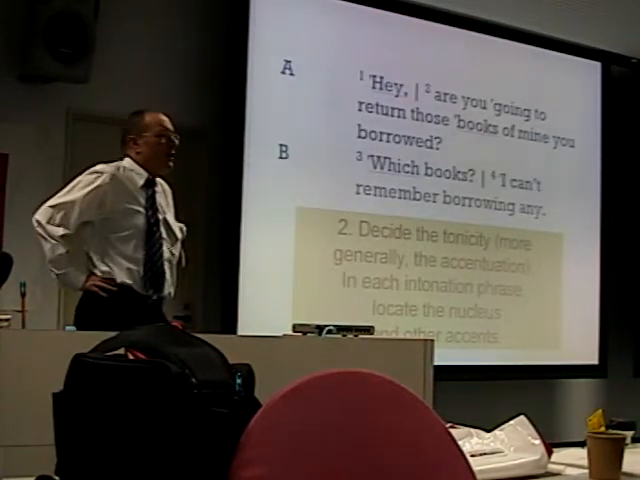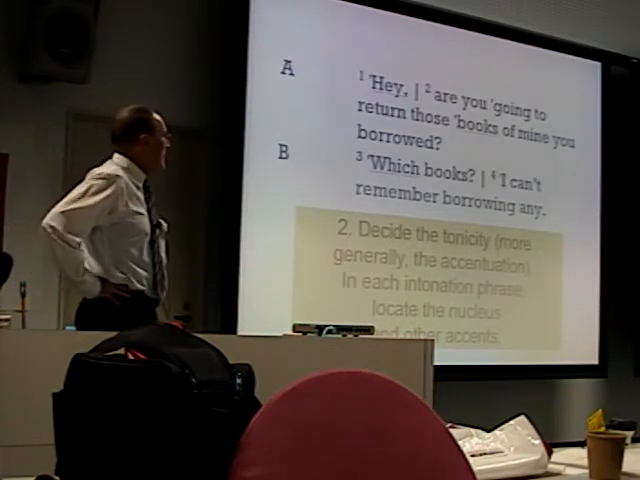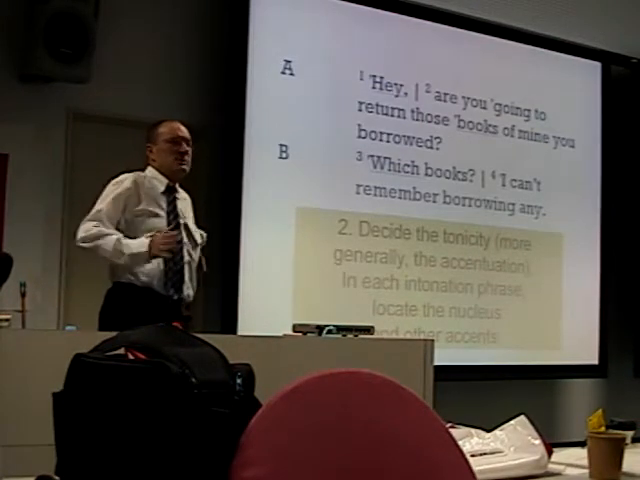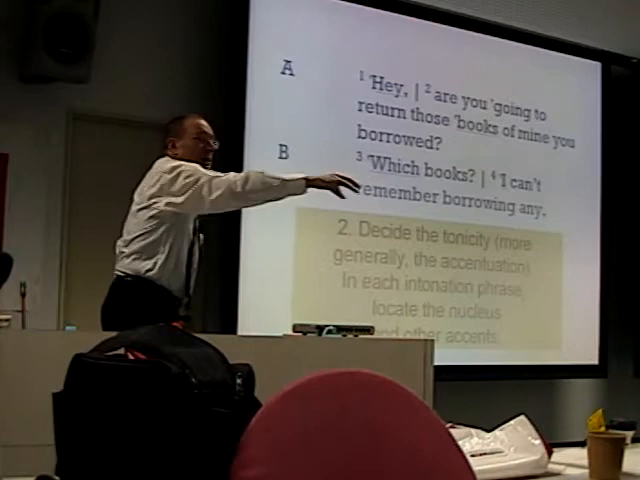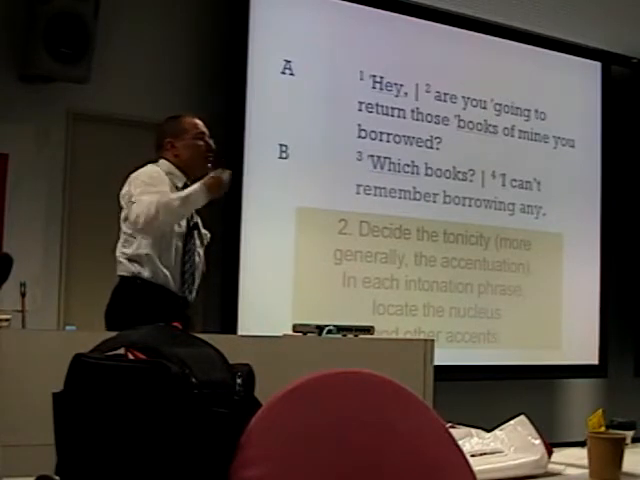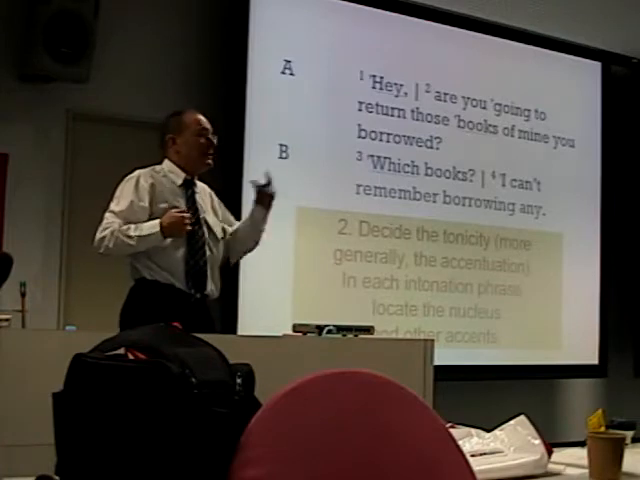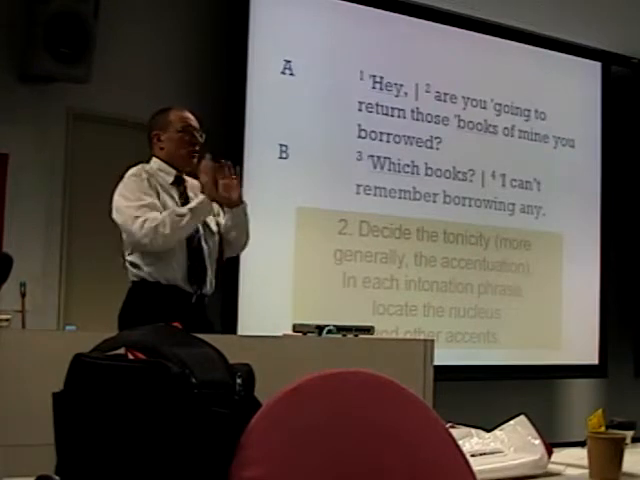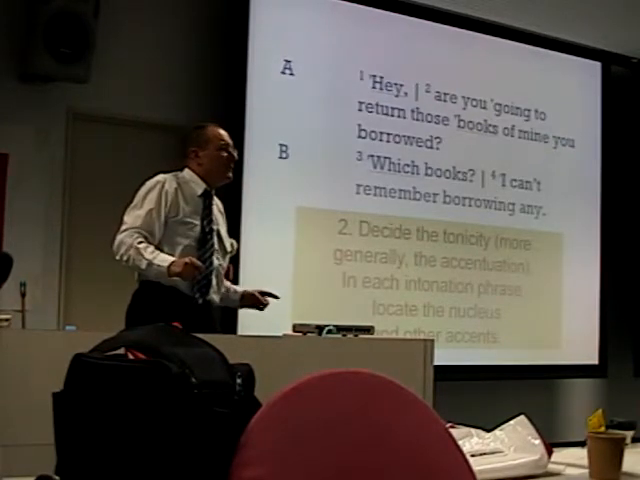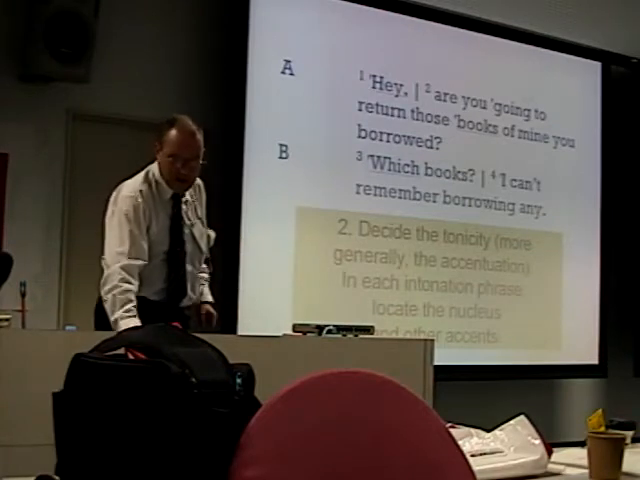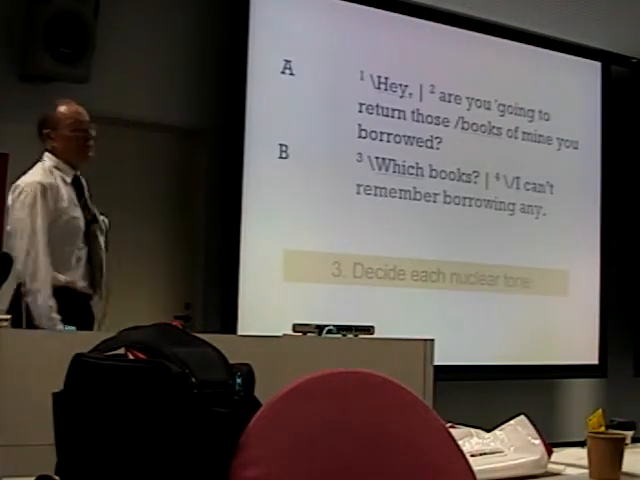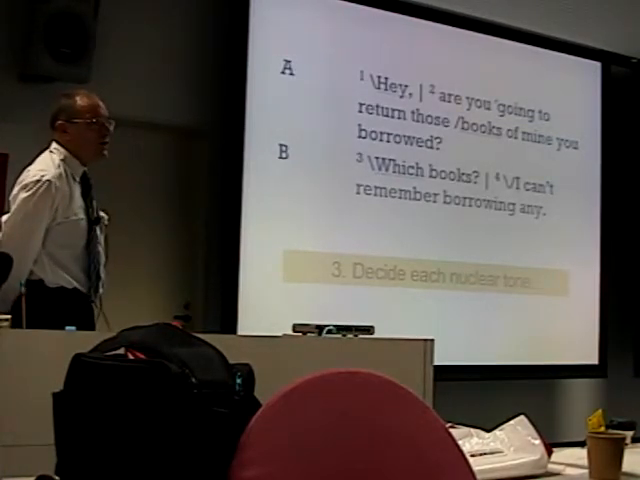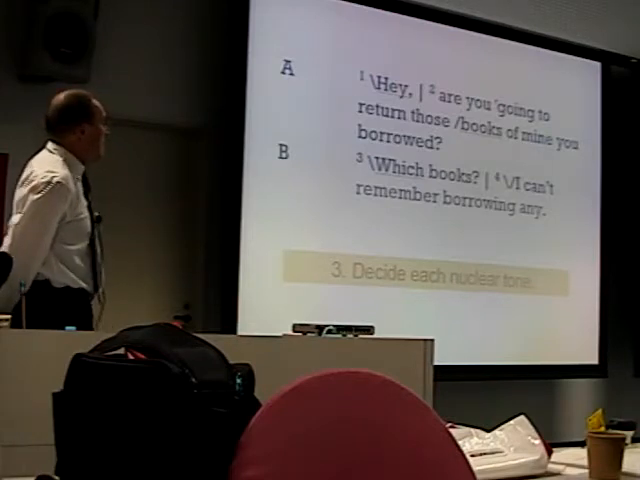The way I've done number four is, again, rather advanced, rather tricky, putting the nucleus on I for reasons of contrast. A contrast between what the other person remembers and what I remember, implying that we don't agree on what happened. And we're emphasizing the difference between the two of us. You think that, I think this. And to draw a contrast, one of our favorite tones is a fall-rise. So that's in fact how I would do this. Hey, are you going to return those books of mine you borrowed? Which books? I can't remember borrowing any.